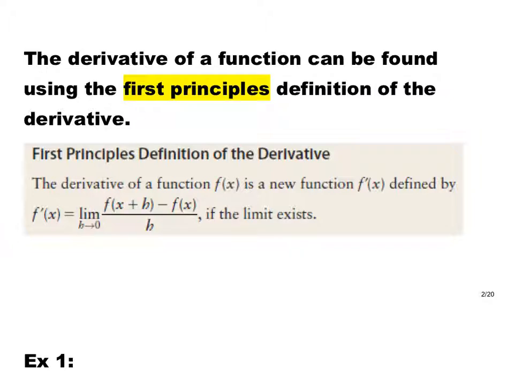plus h minus f of x over h when h gets closer and closer to 0. So to find the derivative of any given function, we have to evaluate this expression and try to simplify it and find the limit. Hopefully the limit exists. Let us do a couple of examples.